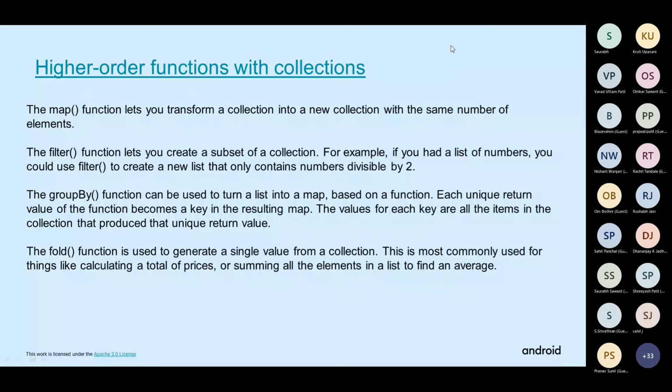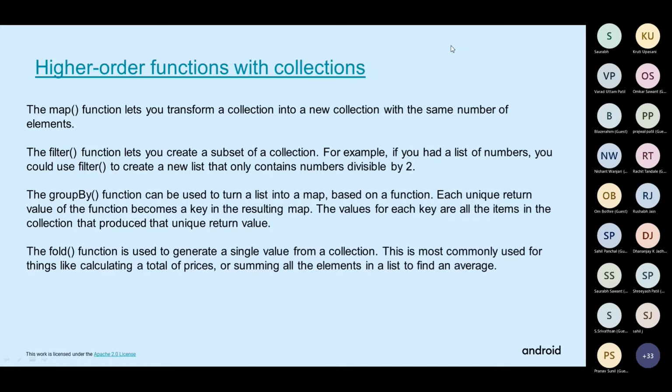After that, we have the filter function. The filter function lets you create a subset of a collection. For example, if you have a list of numbers, say 1 to 100, and you use a filter function, then you can filter out the numbers which are divisible by 2. Or if you want to filter out prime numbers, or numbers divisible by 10 or by 5, or anyway you want to get a subset of the collection, you can use the filter function.